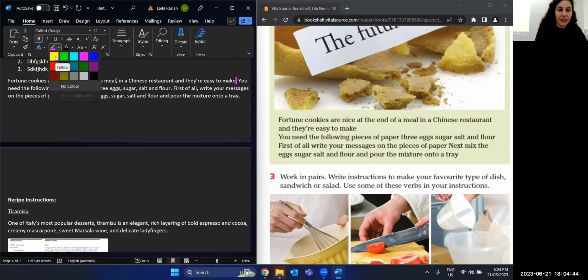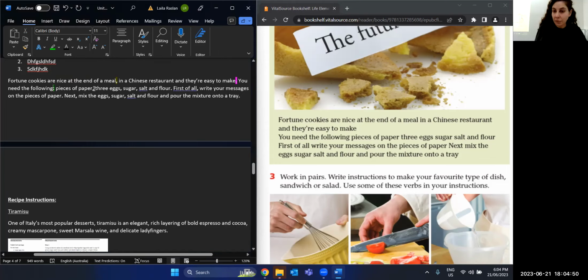So I don't want to keep reading because I want to show that pieces of paper, comma. So I need a comma because these are different things that I need. 3 eggs, comma, sugar, comma, salt. Now the last one, because it says and, so I don't need a comma, and flour, full stop.